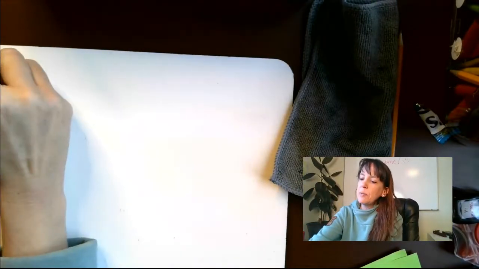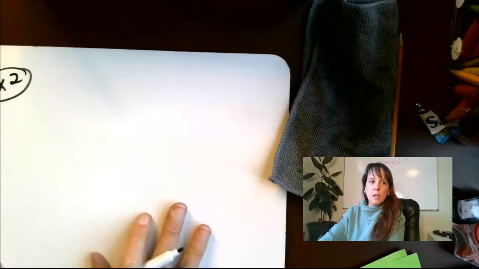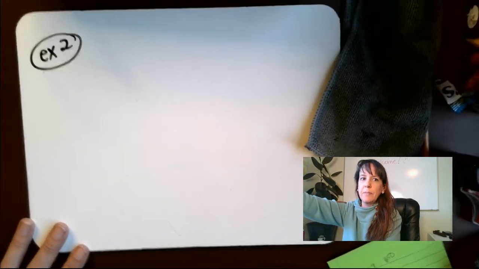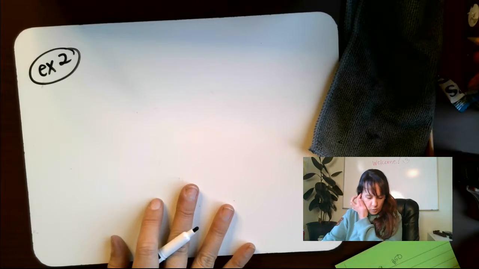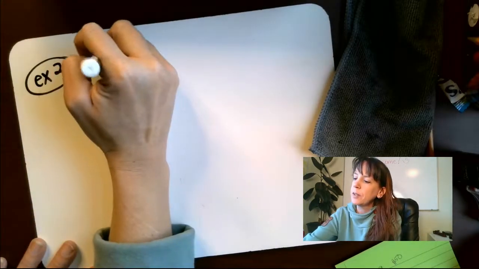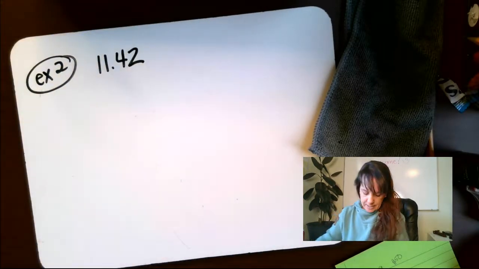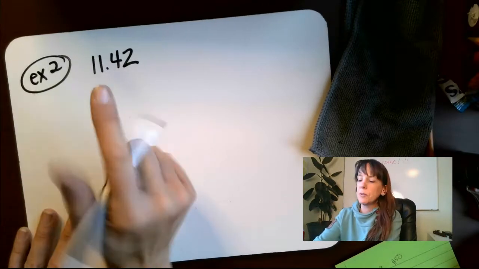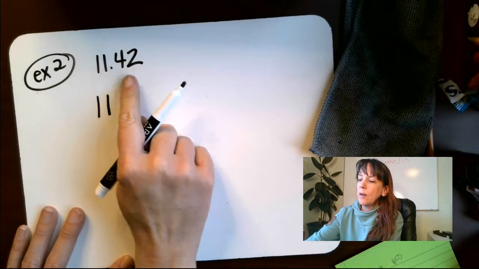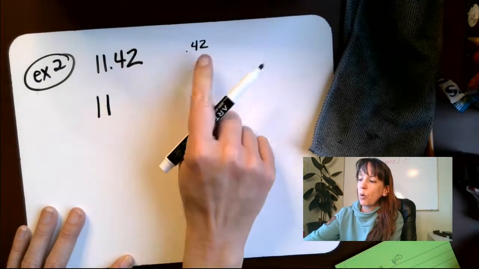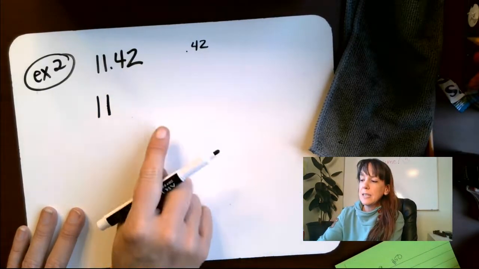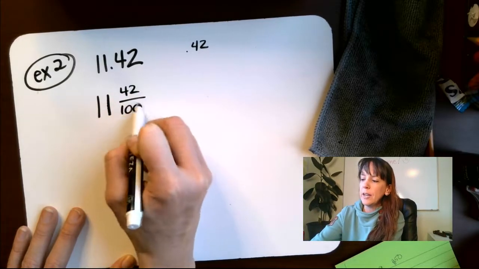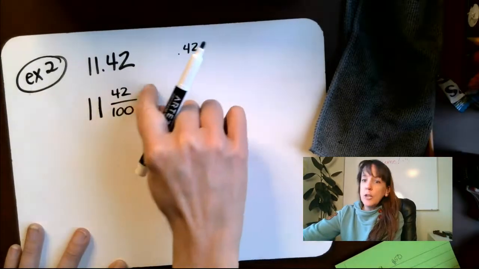So we have example number 2. This one says, write 11 and 42 hundredths as a mixed number. Well, guys, this 11 is a whole number, so that stays out in the front. Now, if I were to deal with that 0.42 or 42 hundredths separately, it would be 42 over 100. But guys, reduce your fraction.